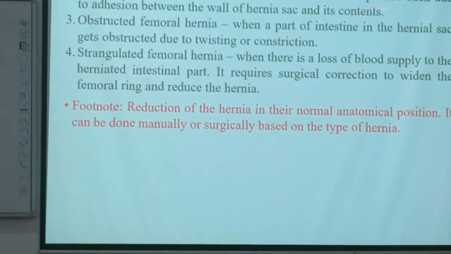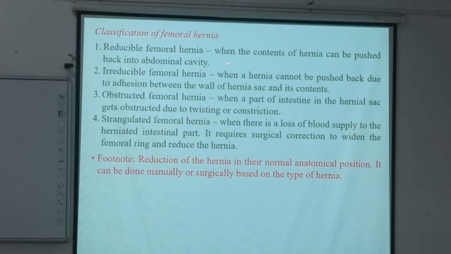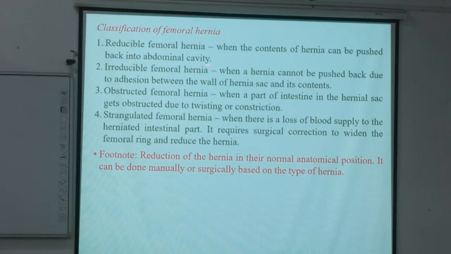Next, these are the classifications of femoral hernia. Reducible femoral hernia, when the contents of the hernia can be pushed back into the abdominal cavity. Irreducible, when a hernia cannot be pushed back due to adhesion between the wall of the hernial sac and its content. Obstructed femoral hernia, when a part of the intestine in the hernial sac gets obstructed due to twisting or constriction. And strangulated femoral hernia, when there is a loss of blood supply to the herniated intestinal part, and it requires surgical correction to widen the femoral ring and reduce the hernia.